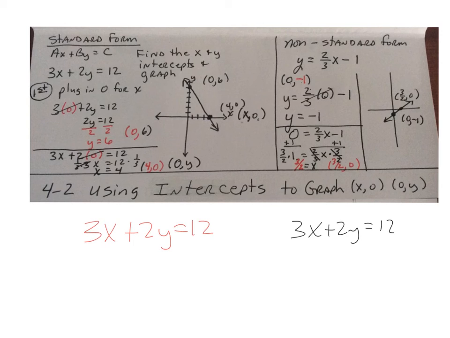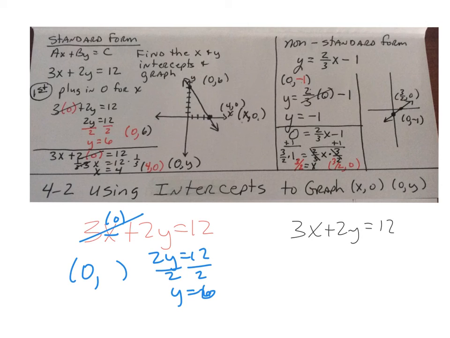So, for instance, if I plug in a 0 for x, that's going to give me this coordinate point. Well, that term is gone, so I'm left with 2y equals 12. Divide by 2, and y is 6. So when x is 0, y is going to be 6. So you can graph that point.